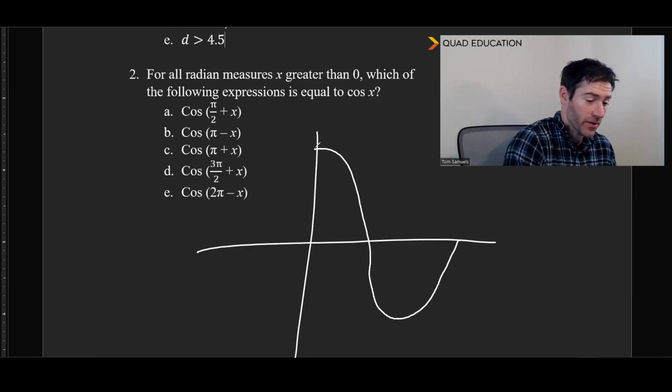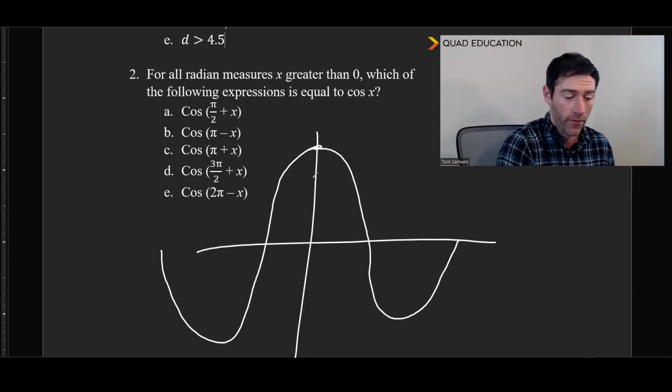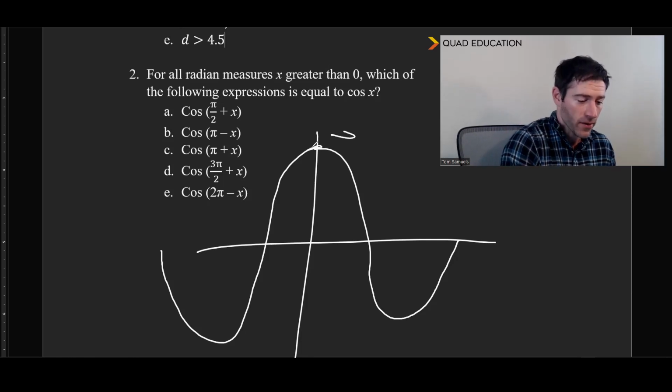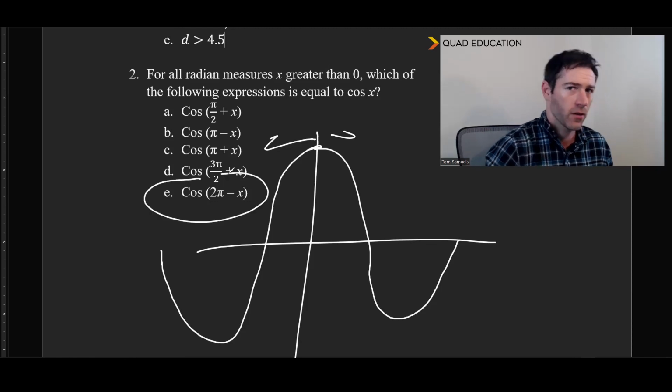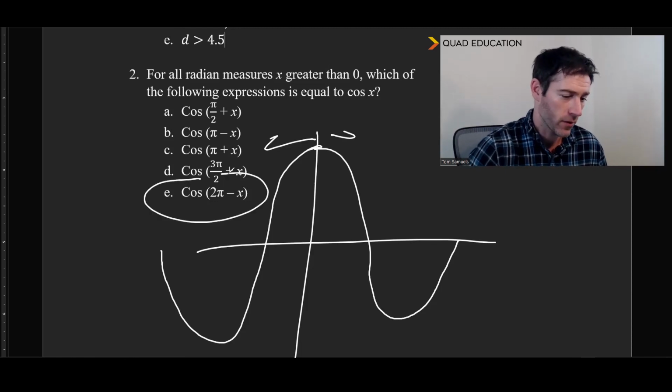And what you'll notice is that's actually a vertical line of symmetry for a cosine wave, which is to say the right is always exactly the same as to the left. And that is why E is correct, which I really like. I think that's really interesting.